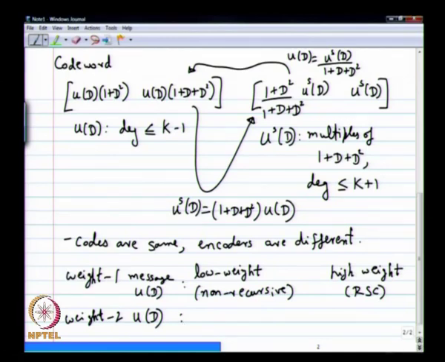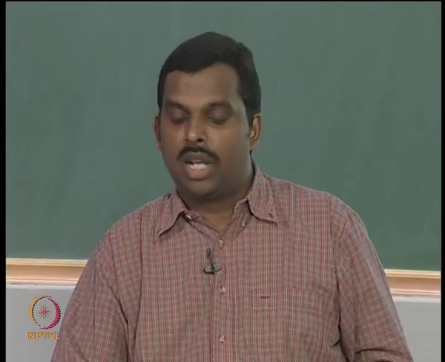What happens to weight 2 messages u of D? When I say low and high, what I mean is with respect to the overall block length. Here when I say low weight, it will be a constant compared to the overall block length. It won't depend on the overall block length at all. Here when I say high weight, it will be roughly the overall block length by 2. It will be a very large number, increasing as some constant multiple of that.